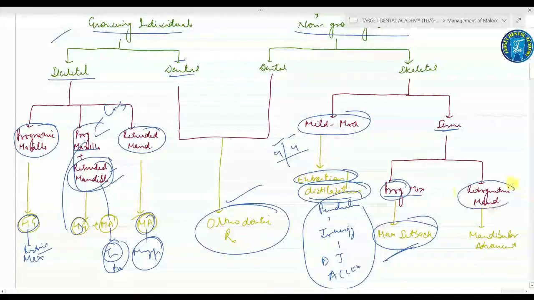And in case of a retrognathic mandible, you have to take it out. It means you want to do the mandibular advancement, you advance the mandible.